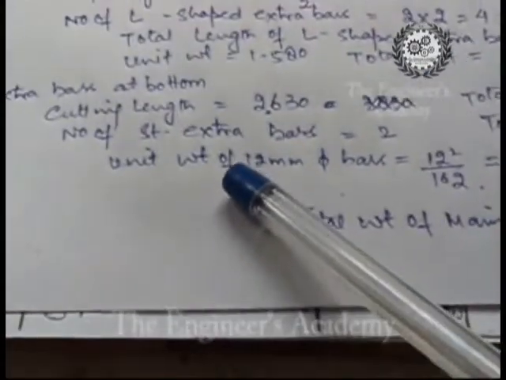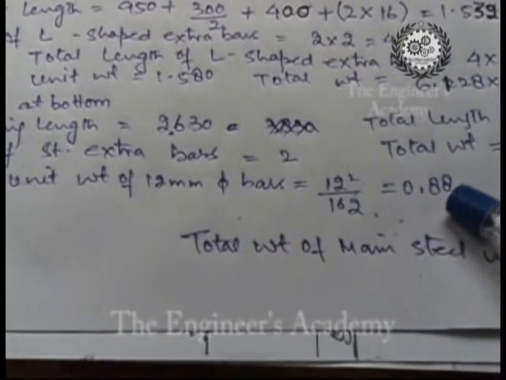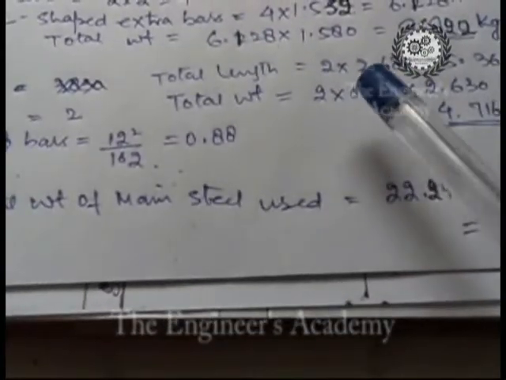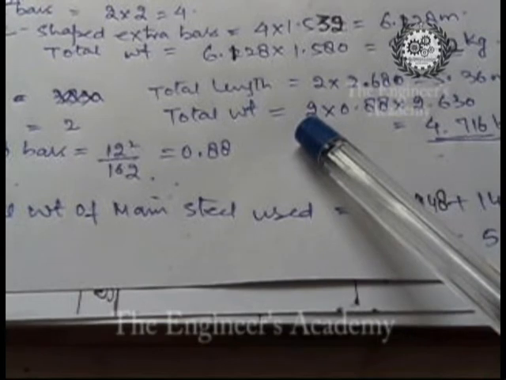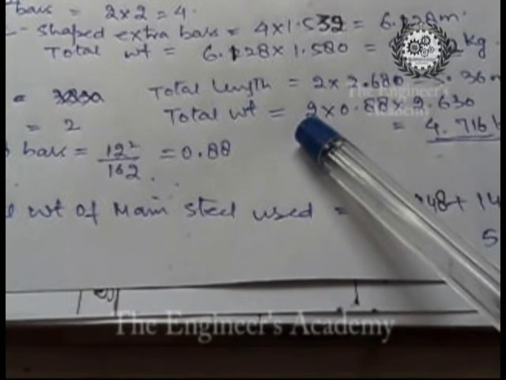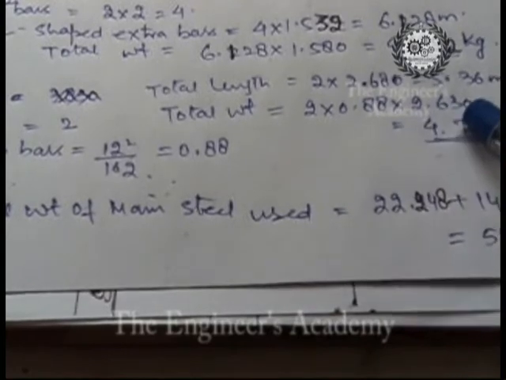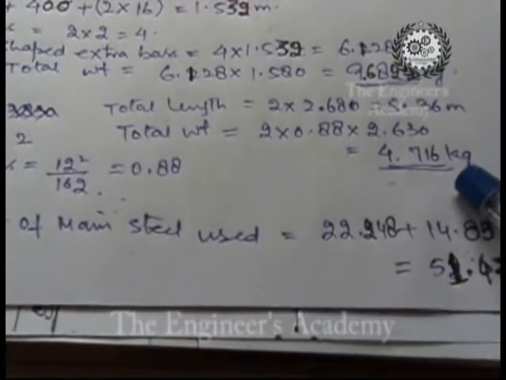Now the unit weight of a 12 mm diameter bar is 12 square divided by 162, that is equal to 0.88 kg per meter run. So the total weight for the straight extra bars used in the mid span and at the bottom side of the beam will be equal to 2 into 0.88 into 2.630, that will however be equal to 4.716 kilograms.